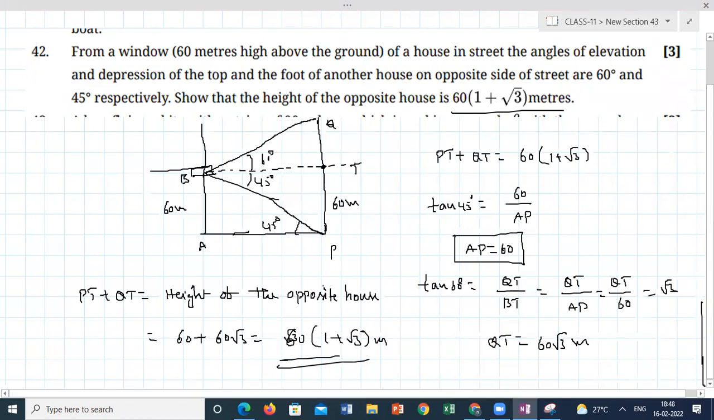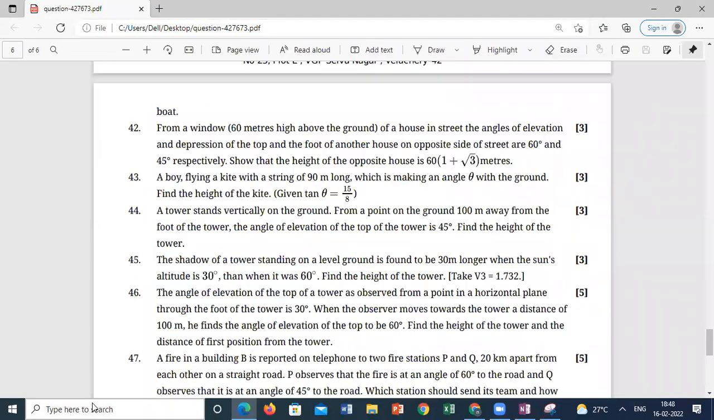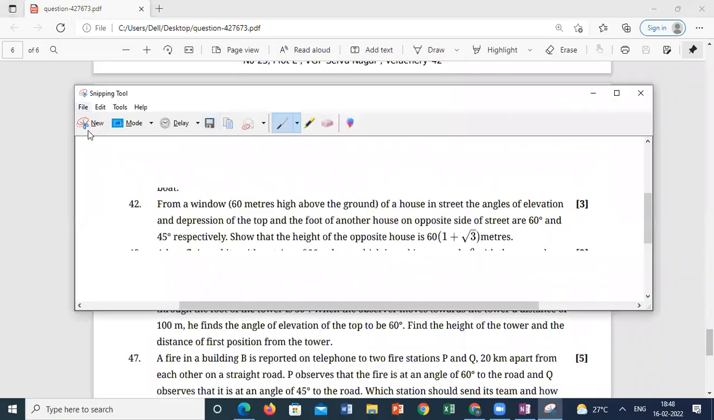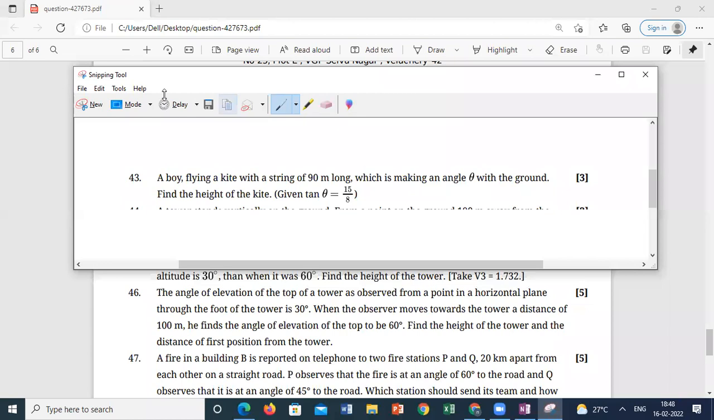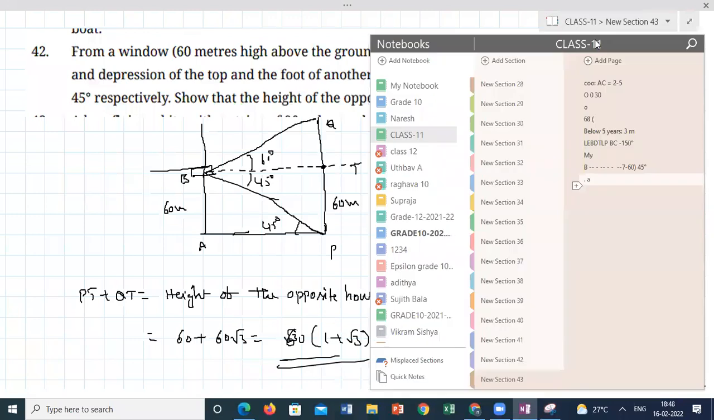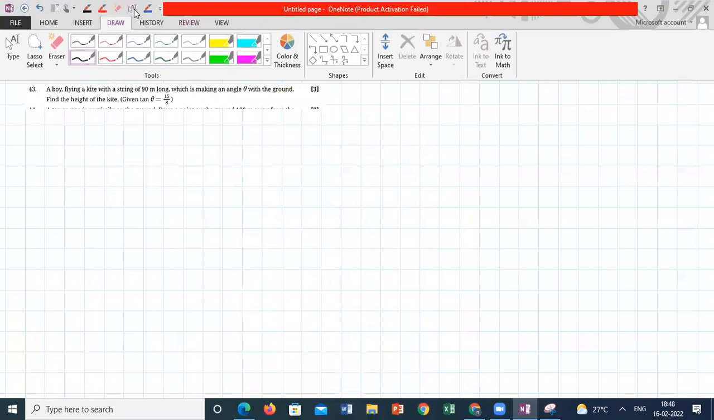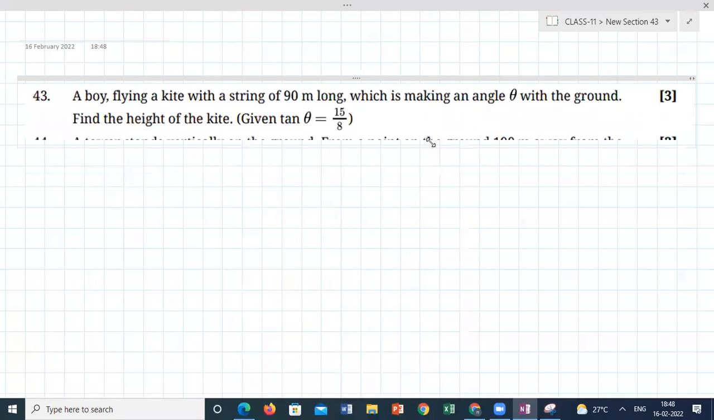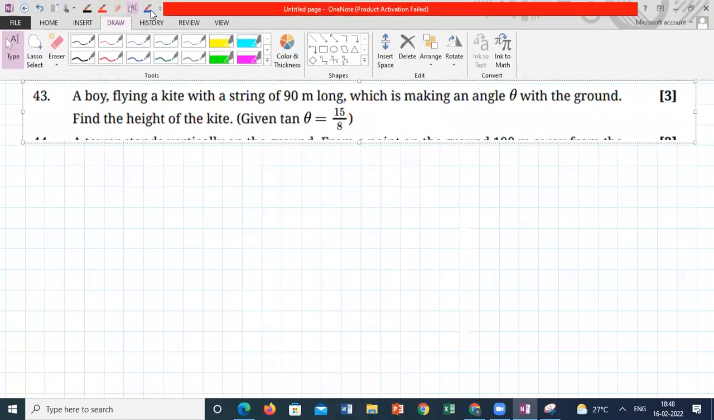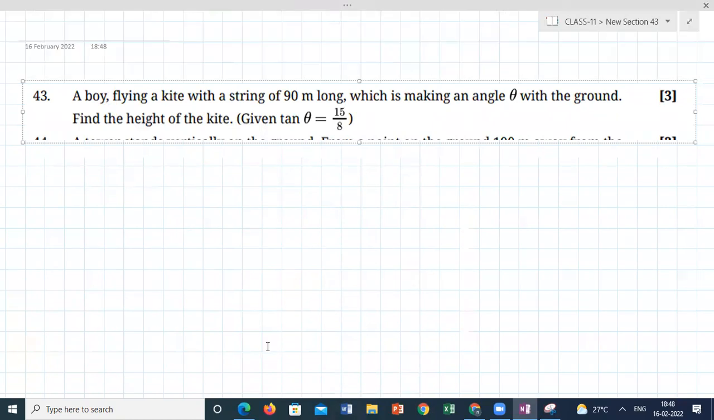Yes, sir. Yeah. Whenever you don't know the angles, they give the angle here. Please read the question carefully and do it. Yeah, please try this question.